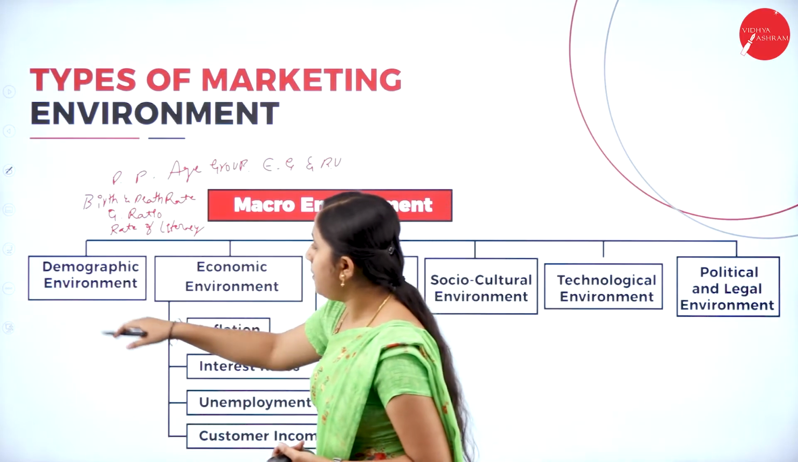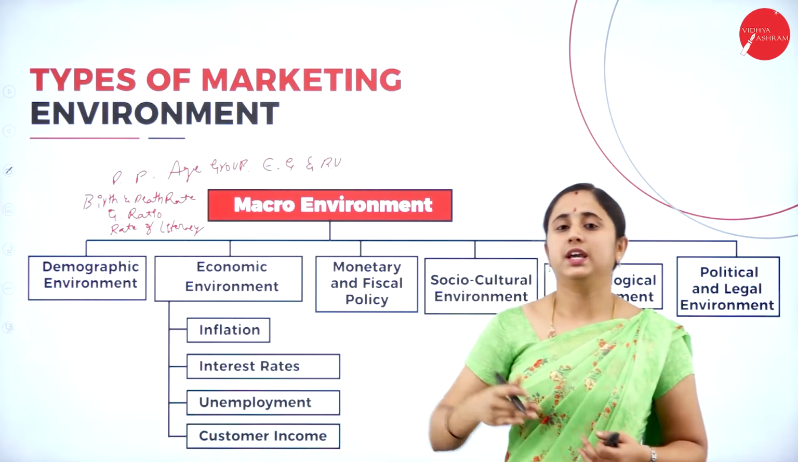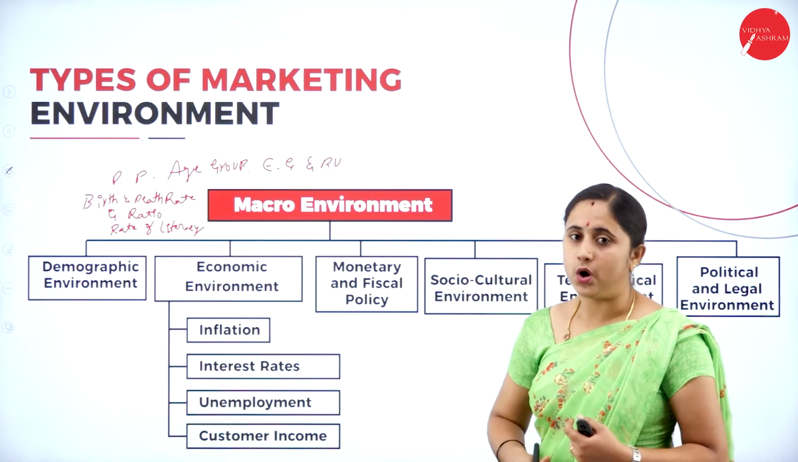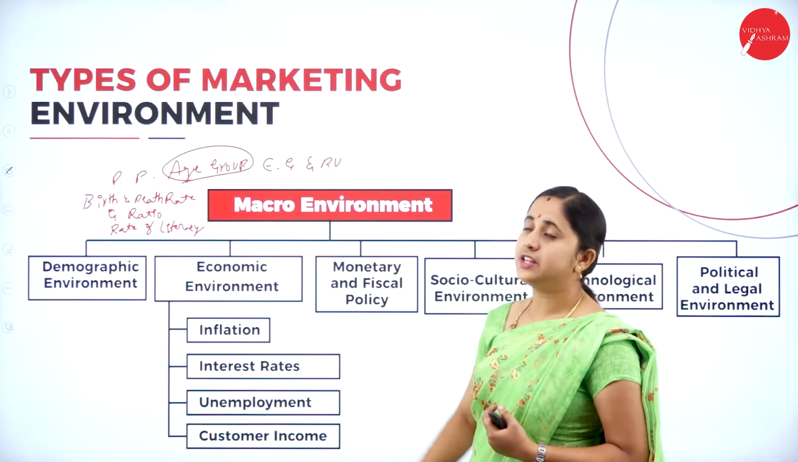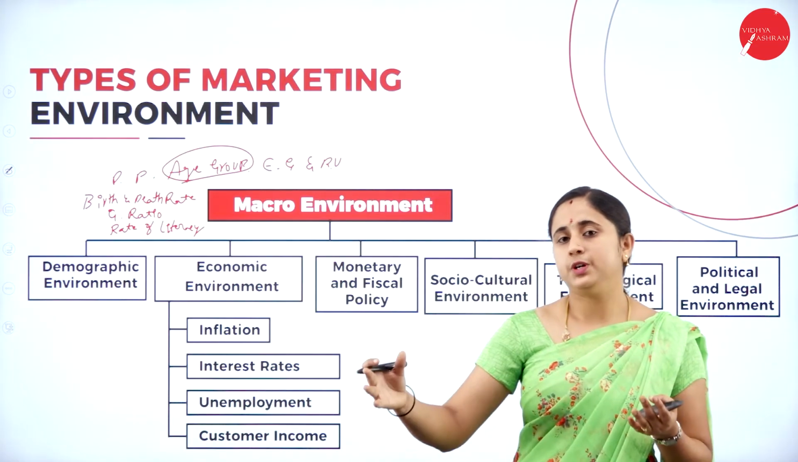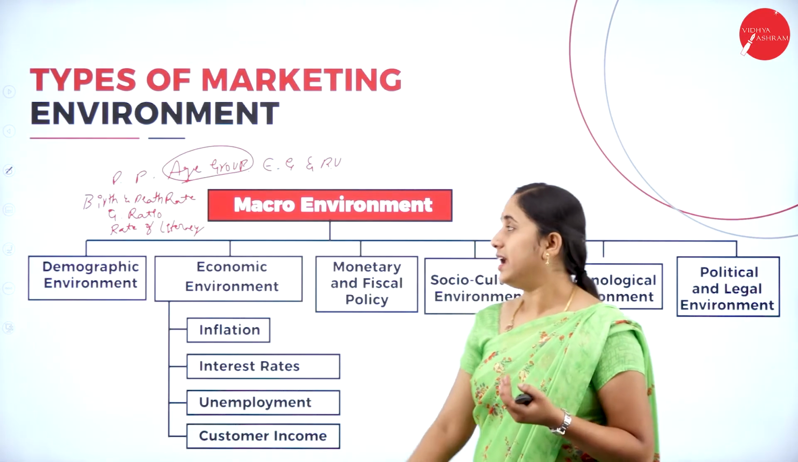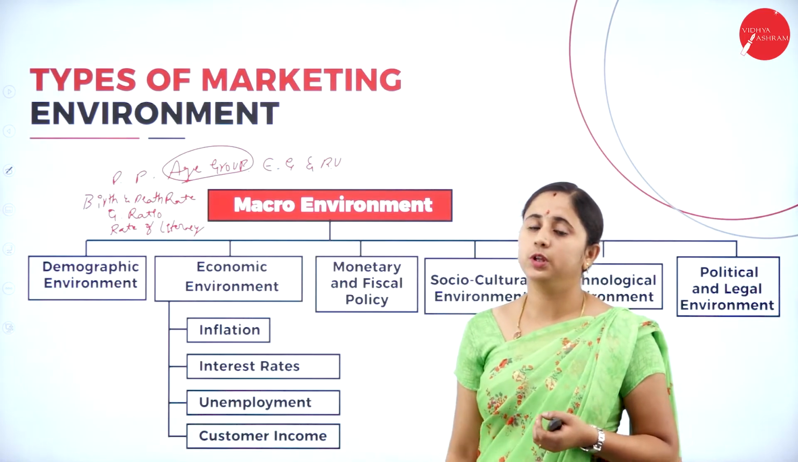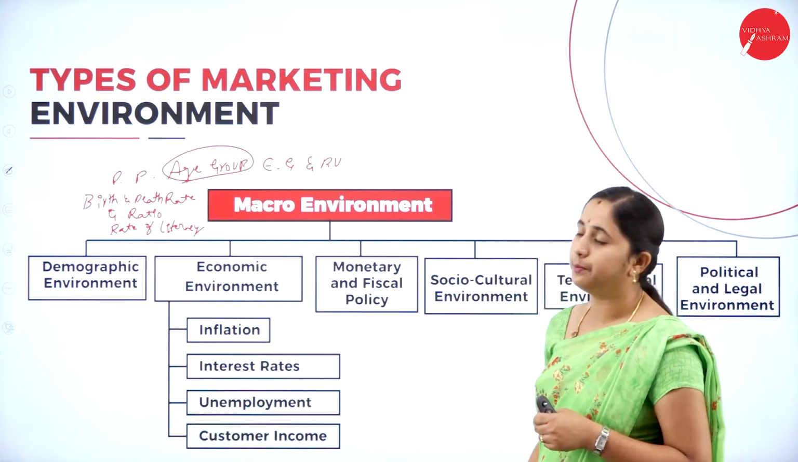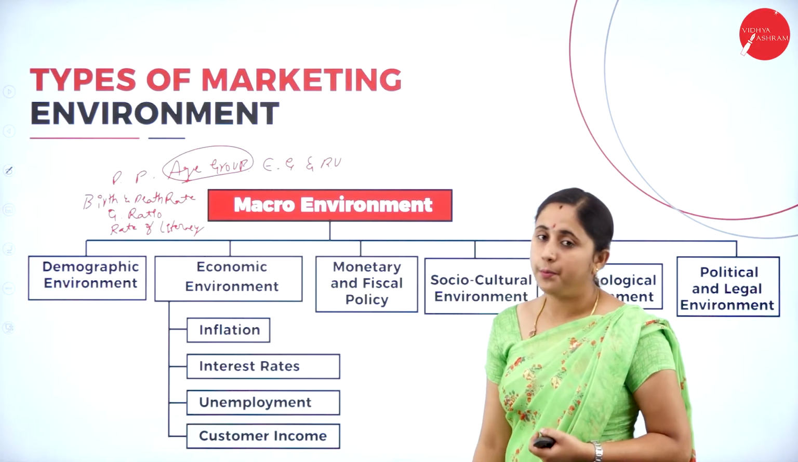So based on the population and all these factors, it helps to take decisions about their product. Take an example of age group. If the age group is below 10 and above 60, the demand for medicine is more. So based on these factors, based on the population and distribution of the population, you can analyze the demand for your product.